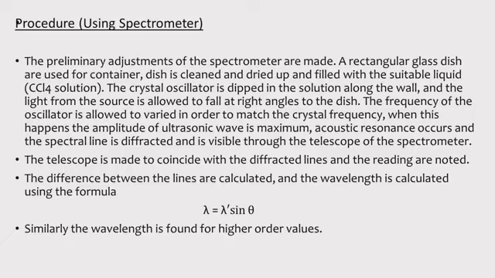And the dish is cleaned and dried, and is filled with a suitable liquid to observe the velocity of the ultrasonic wave. Here we use, for example, CCl4 solution. The CCl4 solution is taken in a rectangular glass vessel, and the crystal oscillator, which is connected to an RF input, is placed inside this dish in the medium.